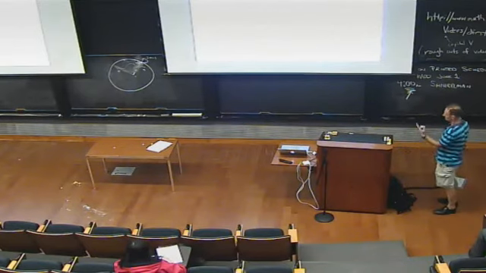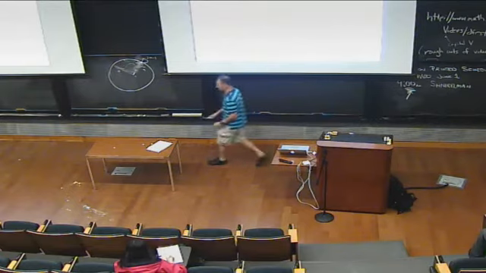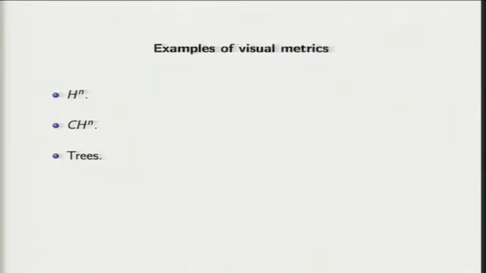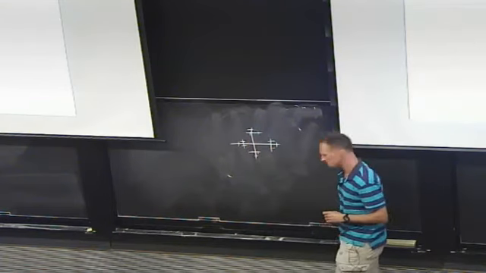All right, so example of trees. So it's easy to work out. If you take, for instance, a 4-valent tree, it's easy to convince yourself, if you make all edge lengths equal to 1, that the boundary in this case is a Cantor set. Okay?